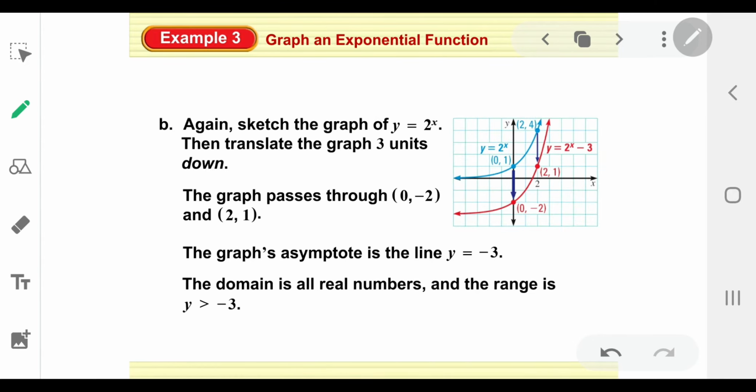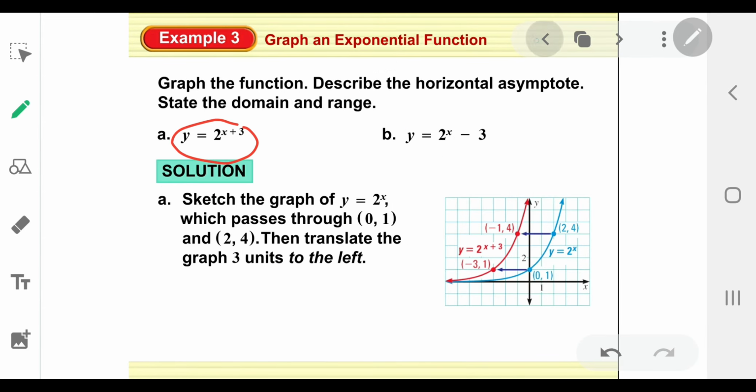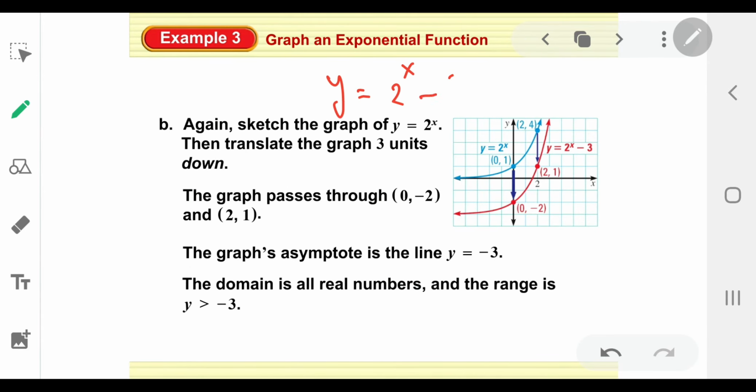For the next one, B, okay, I shifted the whole graph. It was y equals 2 to the power x minus how many points is it? 3 also, negative 3. I shifted everything 3 units down. If you counted here, if this is the original one, the blue one, 1, 2, 3, and this one also 1, 2, 3, and I got new points.